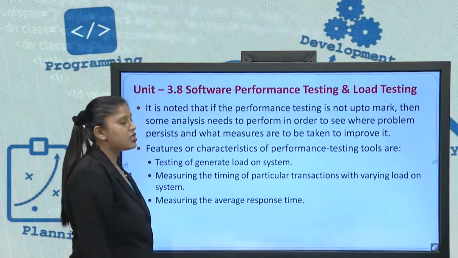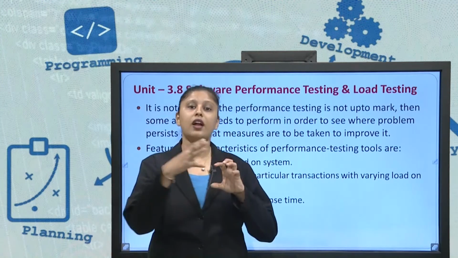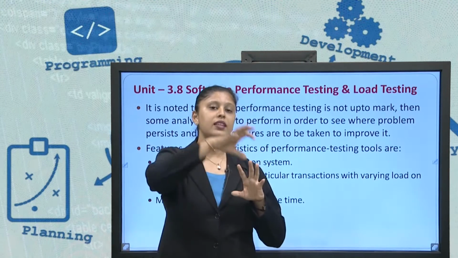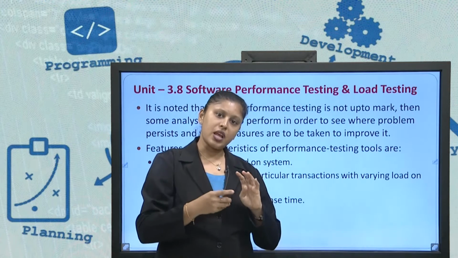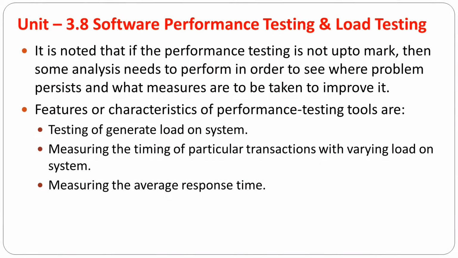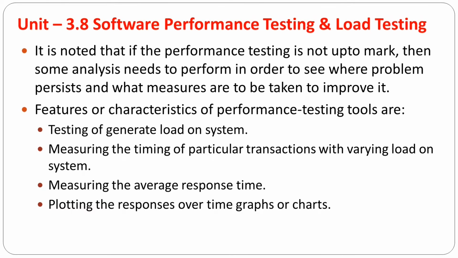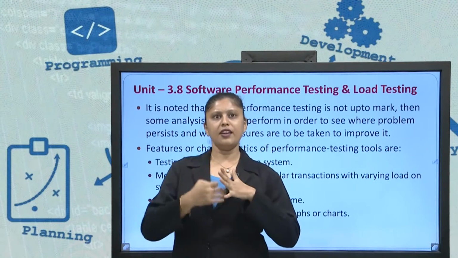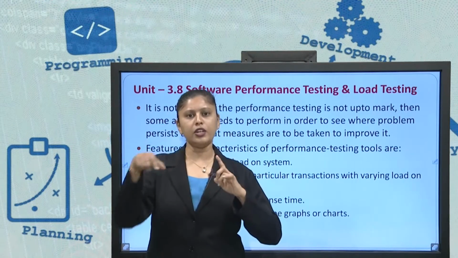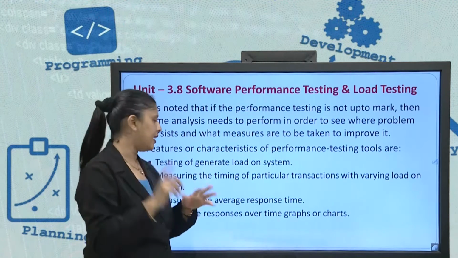Then, measuring the average response time. What is the response time when there were 100 people, when there were 1000 people, and when there are 10,000 people? Is the response time the same or not? Then, plotting the responses over time graphs or charts. Whatever response you are getting, you plot it into a chart or time graph, and you will come to know that when there were 100 people, response time was very fast. When there were 1000 people, response time was the same. When 10,000 people turned up, maybe response time was delayed by a fraction of a second. So there is a degradation in the response time. You plot it into a graph and you will come to know where your performance is lagging.